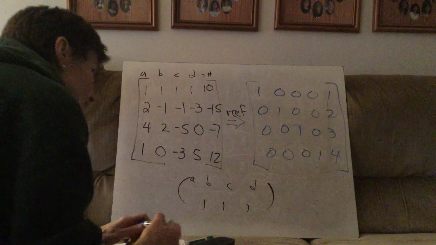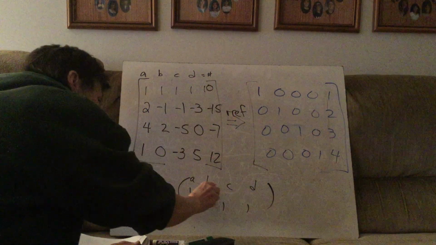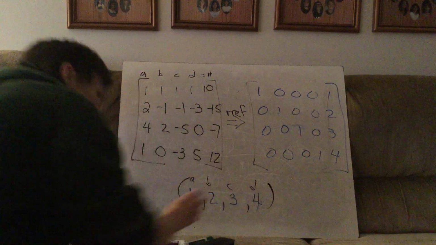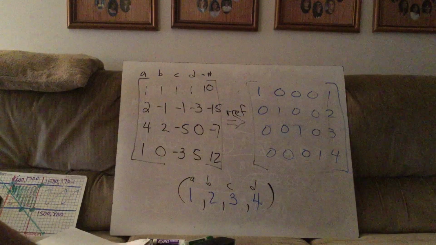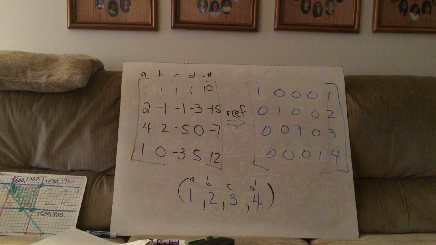Then you write your answer. That top equation says A equals 1, B is 2, C is 3, D is 4. Isn't that cool how that worked out that way? And that, friends, is the answer.